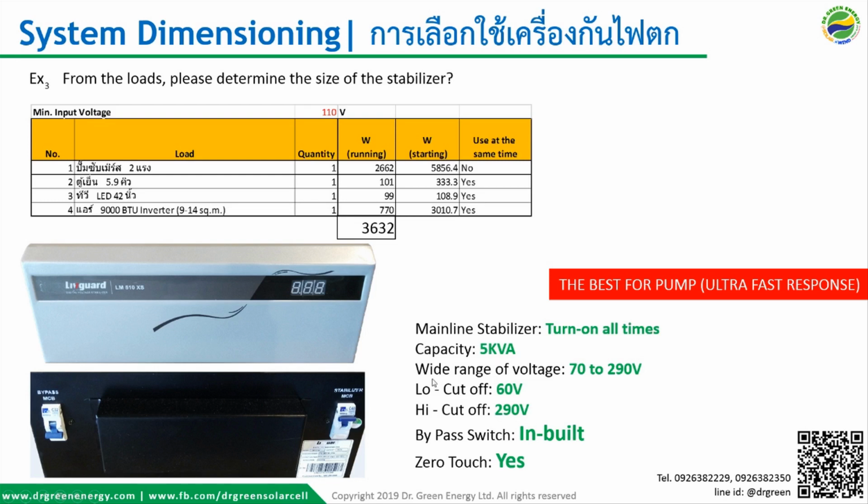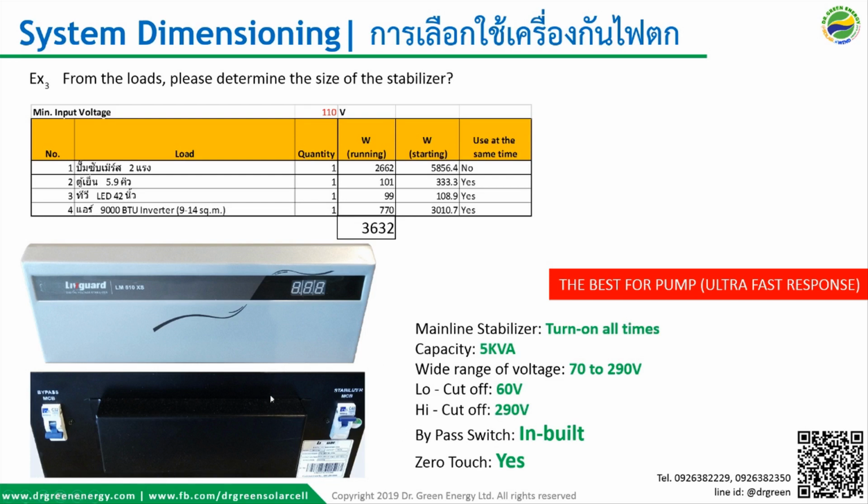And the minimum input voltage in this case is 110 volt. So we will use the wide range stabilizer, which this model can support from 70 volt to 290 volt. The features of this stabilizer also support the high cut and low cut, which is very good to save your appliances.